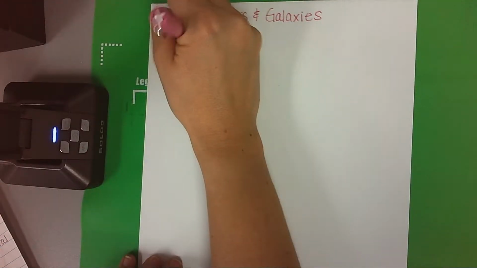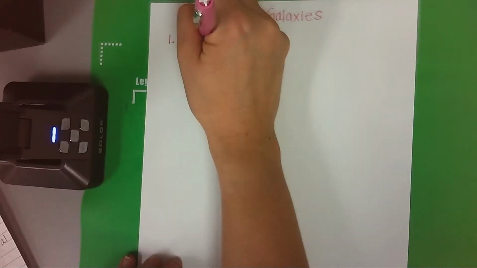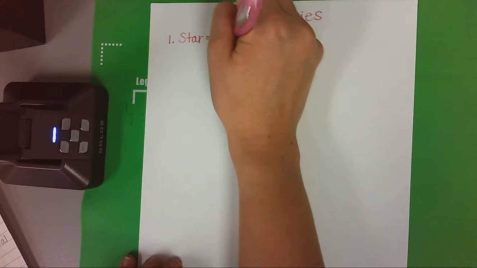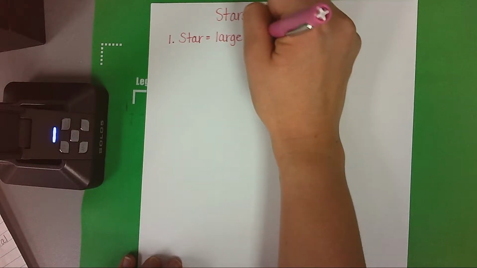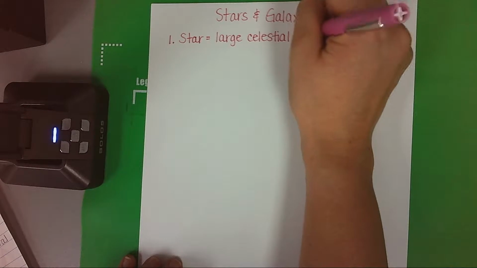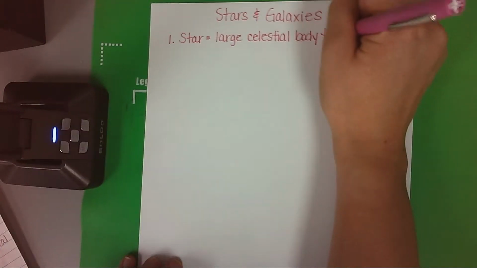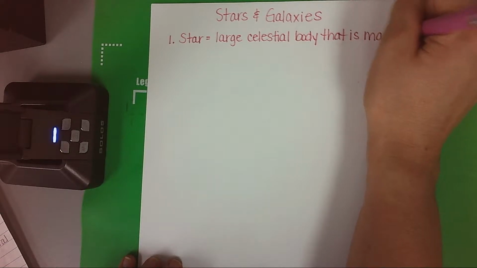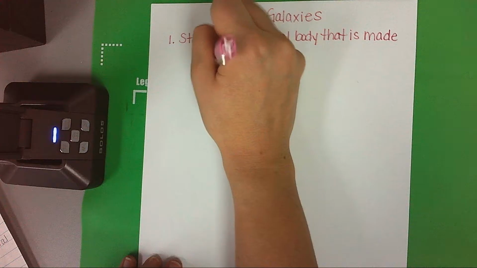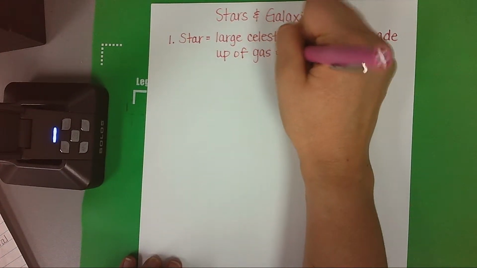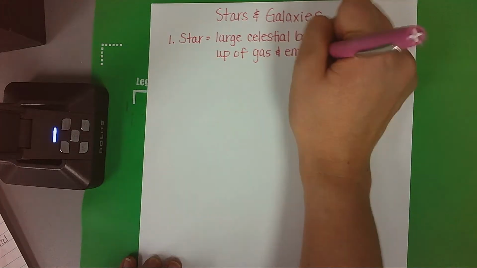Okay, so what is the actual definition of a star? It's a large celestial body that is made up of gas and emits light.